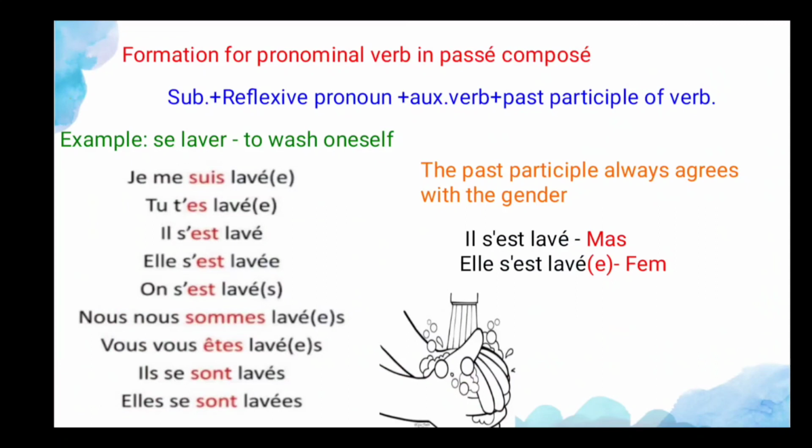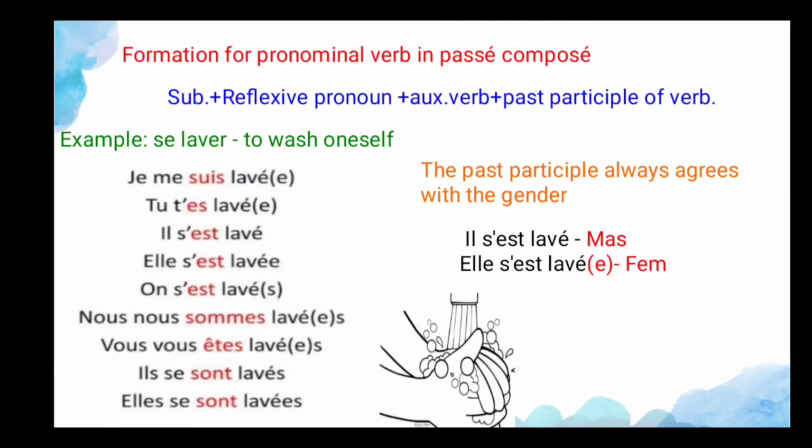Let us see the conjugation of this pronominal verb. Je me suis lavé. So I washed myself. That is a past tense, right? And tu t'es lavé, it means you washed yourself. Il s'est lavé, he washed himself. Elle s'est lavée, she washed herself. On s'est lavé, here also it means the same. Next, nous nous sommes lavés, so we washed ourselves. And vous vous êtes lavés, you washed yourselves. And ils se sont lavés, they washed themselves. Elles se sont lavées, they washed themselves.